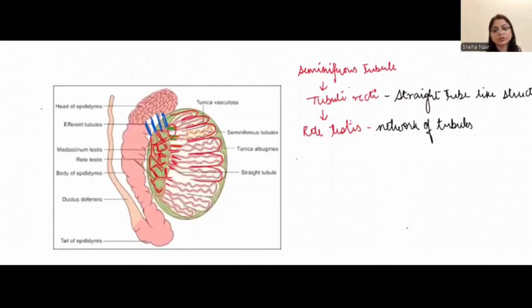and from the tubuli recti, they open in this network of tubules called the rete testis, and finally from the rete testis we have some straight tubules, 5 to 6 straight tubules called vasa efferentia, or simply vasa efferens.